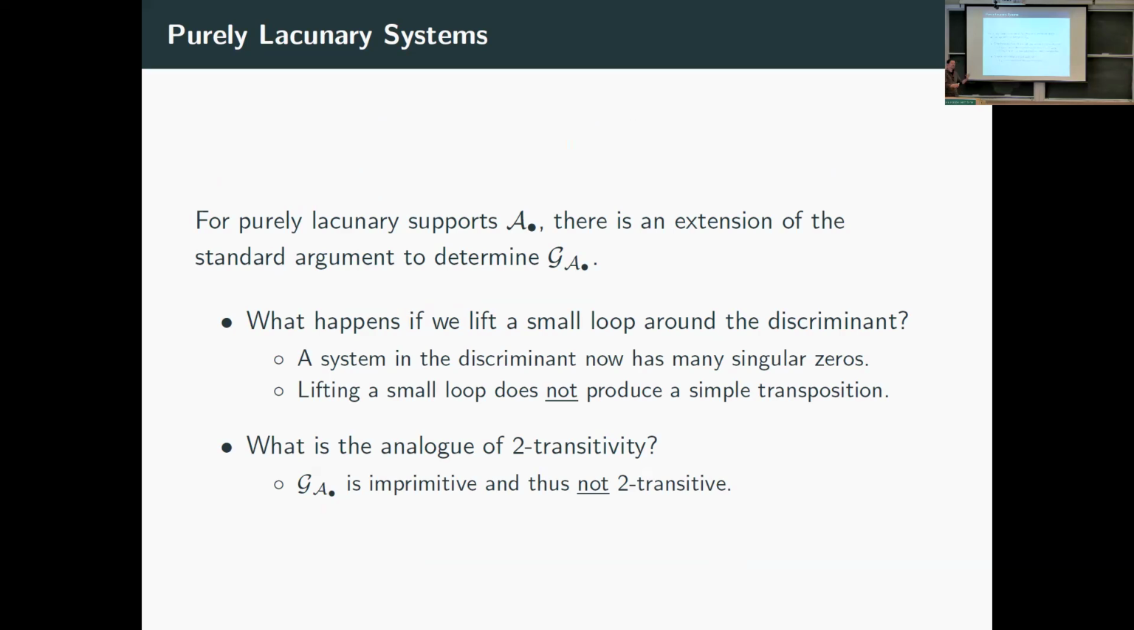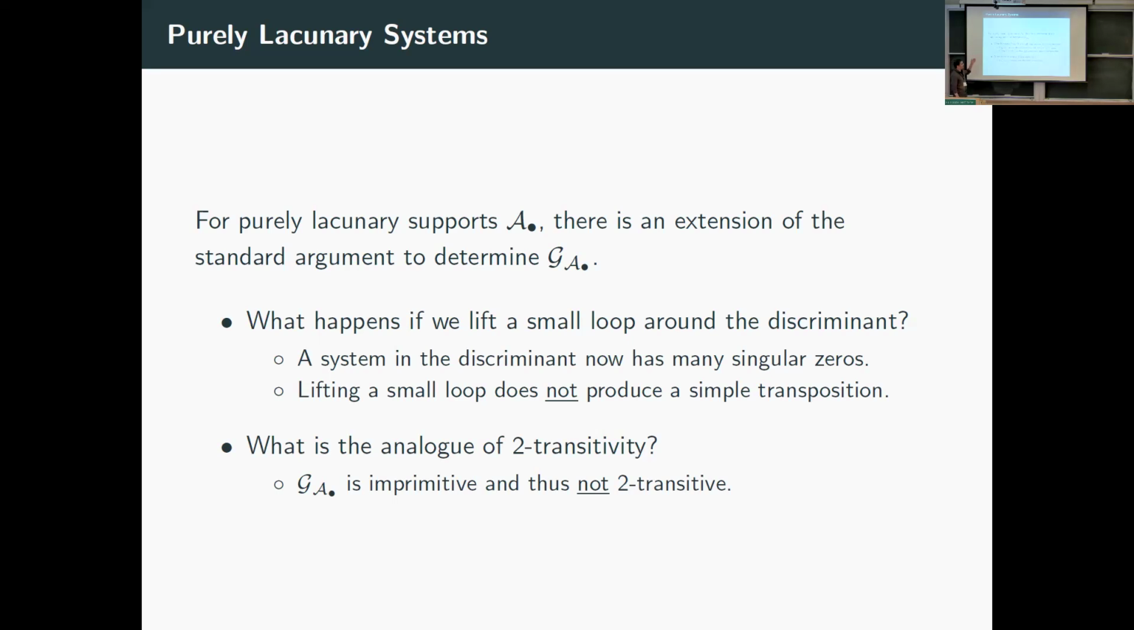So we kind of reverse engineer the problem a little bit. To figure out what the Galois group is first, like I said, we follow this standard argument, but there are obvious holes in using the standard argument to compute the Galois group here. Before, we said if we take a small loop around the discriminant, we should get a simple transposition because we get a singular zero of multiplicity 2.